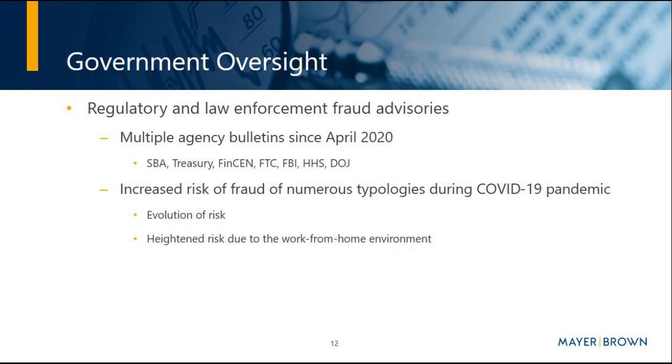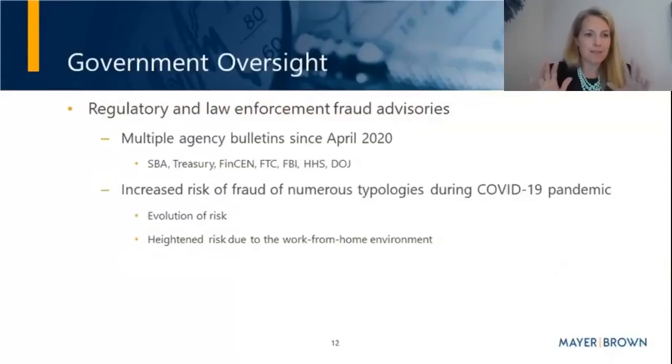So I think federal law enforcement agencies foresaw this fraud triangle that Rich presented at the beginning of his presentation because since the onset of the pandemic, regulatory and law enforcement agencies have issued numerous bulletins warning the public about the risk of fraud relating to COVID-19. And it covers the gamut of the alphabet soup of federal agencies. There have been advisories from the Small Business Administration, FinCEN, FTC, FBI, HHS, DOJ, and states attorneys general as well.